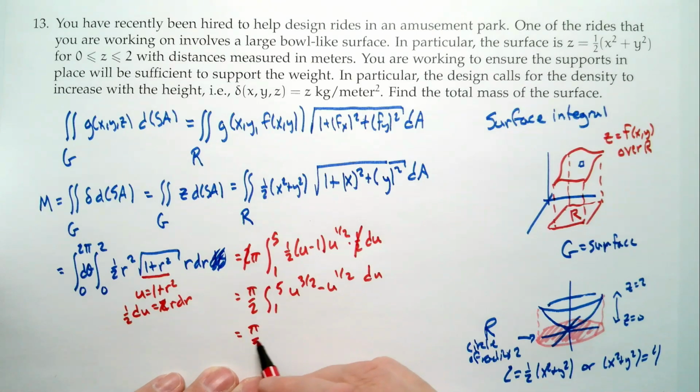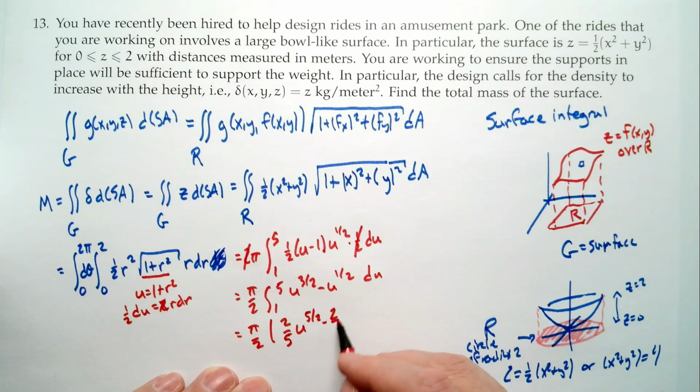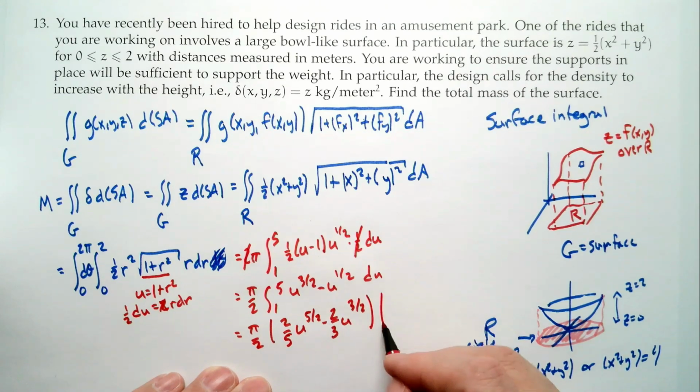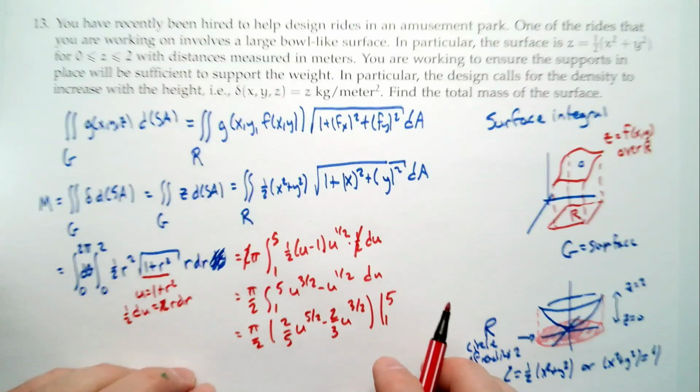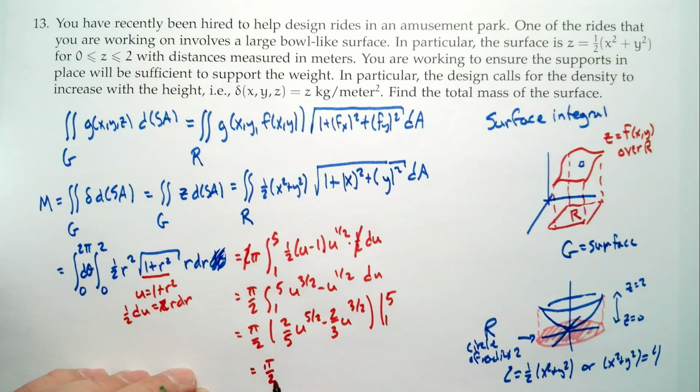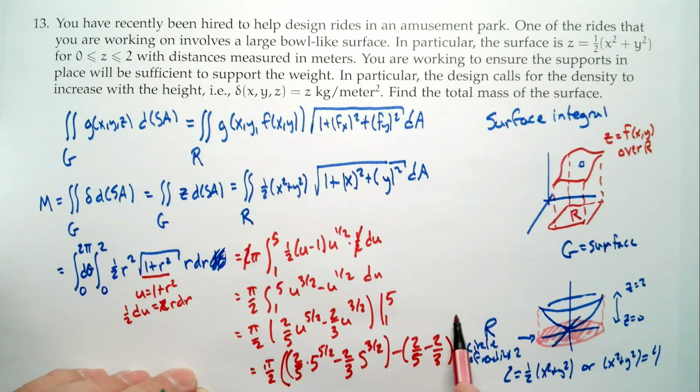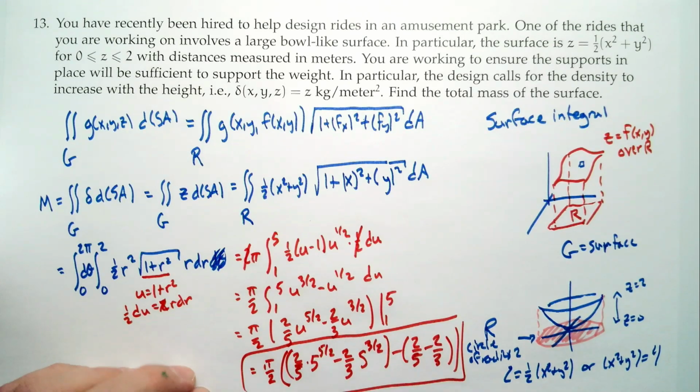So this is pi over 2, and then we have 2/5 u to the 5/2 minus 2/3 u to the 3/2. Evaluate that from 1 to 5, which leaves us with pi over 2 times 2/5 times 5 to the 5/2 minus 2/3 times 5 to the 3/2, subtract 2/5 minus 2/3, and that looks pretty simple to me, so we'll stop there. All right, good. That brings us to the last one.